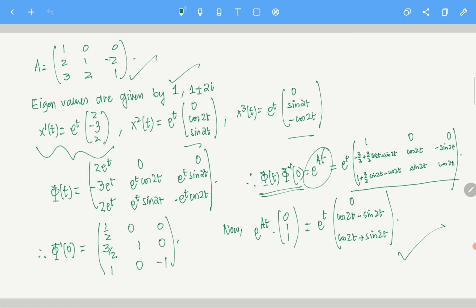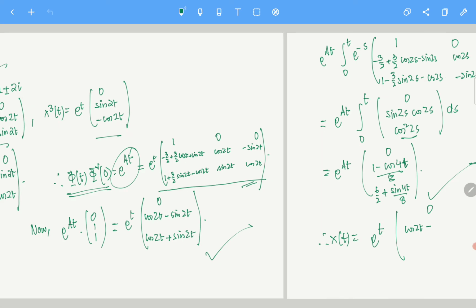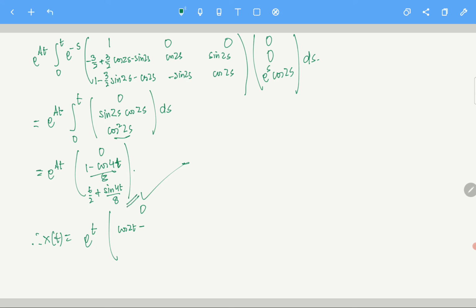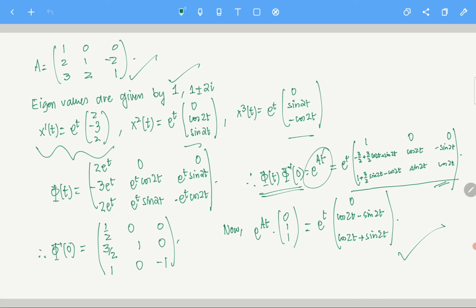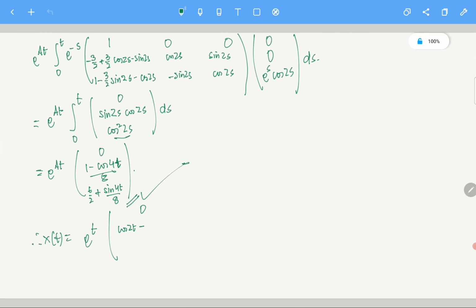See, e power at is this thing, right? Now this thing you have to multiply with this, so you will get another matrix, and then you have to add it with this particular term. To be very frank, it's a very big calculation. It's not difficult, but it's big. That's the problem. 1 plus t by 2 sine 2t and 1 plus t by 2 cosine 2t plus 5 by 4 sine 2t.